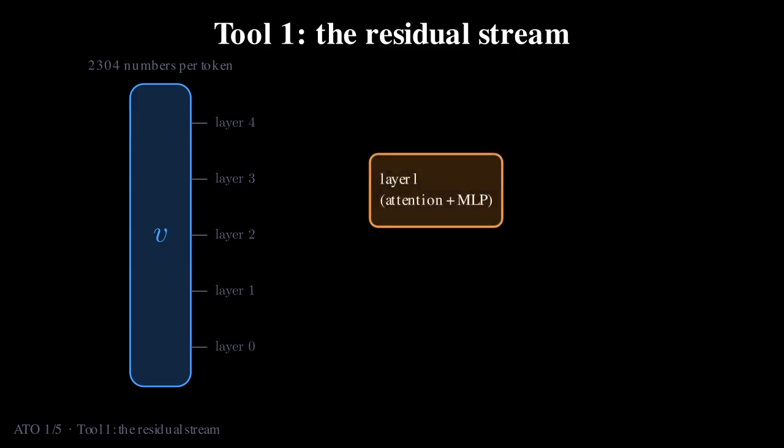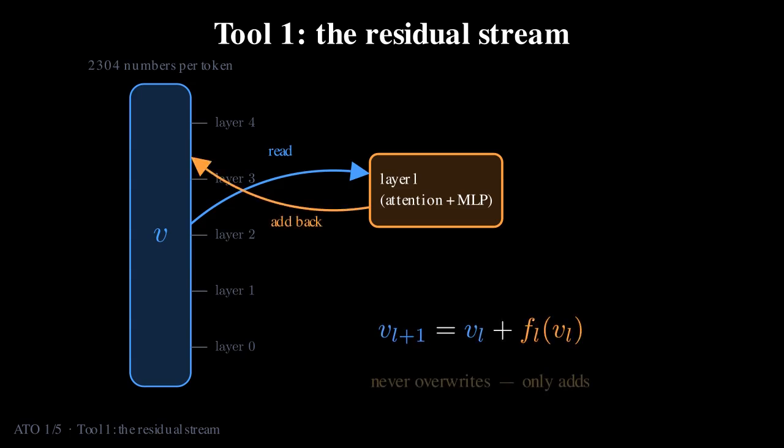The layers of the transformer sit alongside this highway, and every layer does the same 2-step dance. Step 1, it reads the current vector. Step 2, it computes something. Attention looks at other tokens. The MLP does some nonlinear processing, and then it adds its result back onto the stream. It never overwrites, it only ever adds.